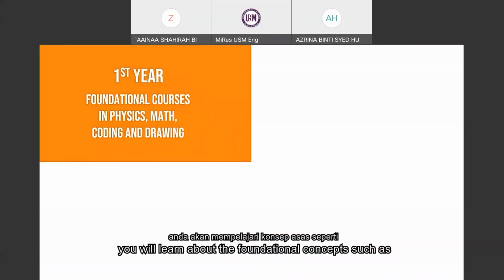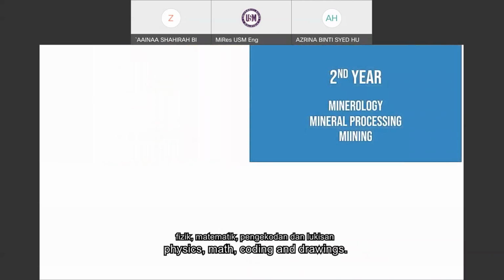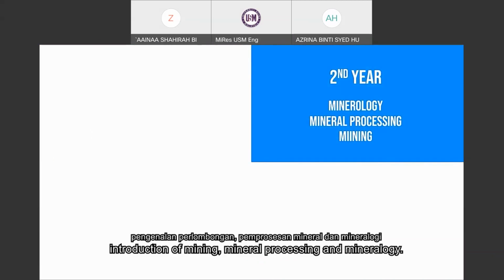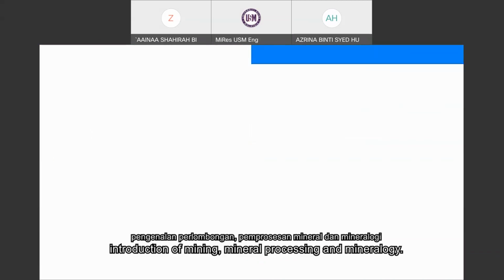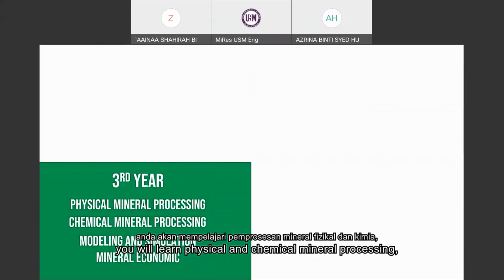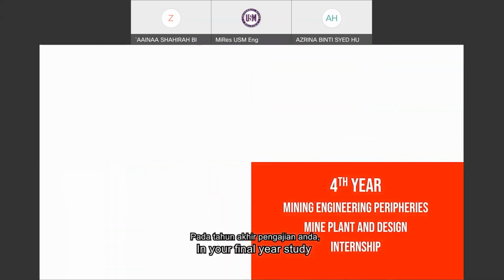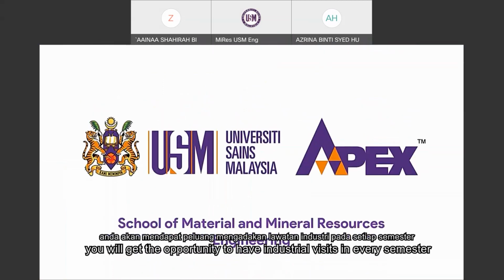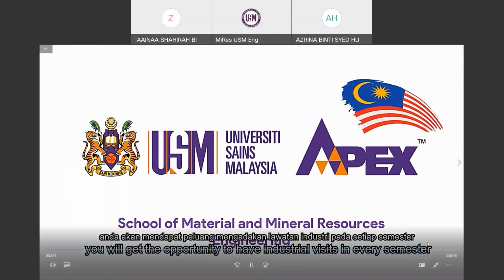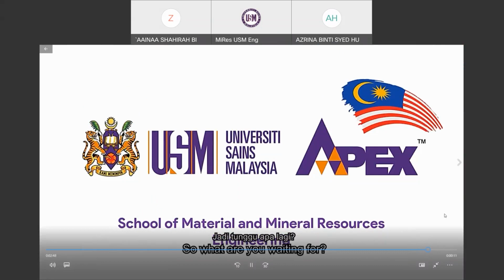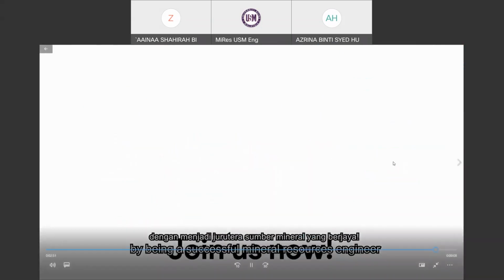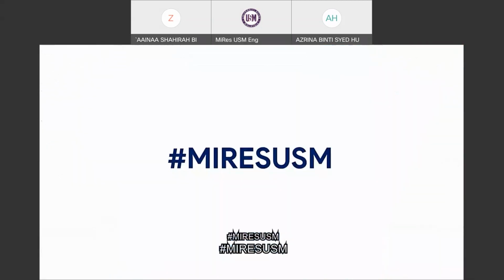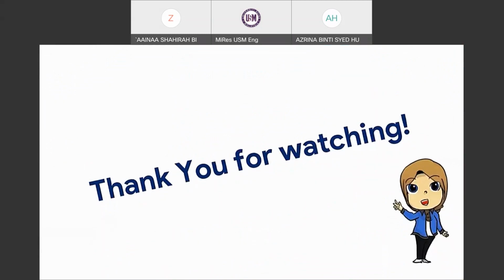For first year, you will learn foundational concepts such as physics, maths, coding, and drawing. In second year, you will learn the introduction of mining, mineral processing, and mineralogy. In your third year, you will learn physical and chemical mineral processing, modeling and simulation, and also mineral economics. And in your final year, you will learn mining engineering peripherals, mine plan and design, and also internship. And the best thing about mineral resource engineering in USM is that you will get the opportunity to have industrial visits every semester. So, what are you waiting for? Join us now and discover endless potential by being a successful mineral resource engineer. #MyResUSM. See you there. Thank you for watching.